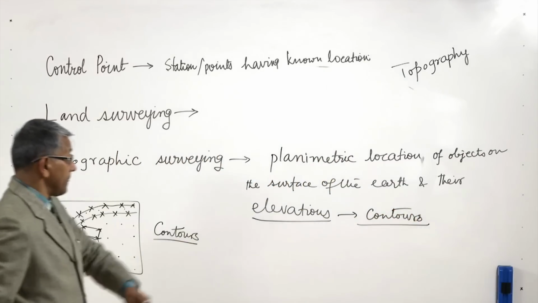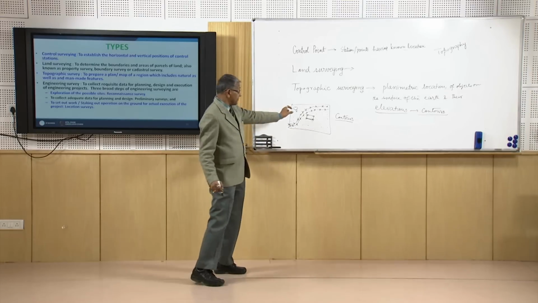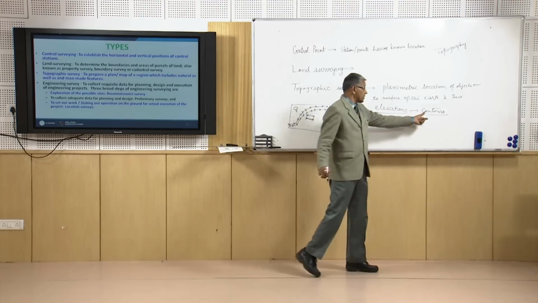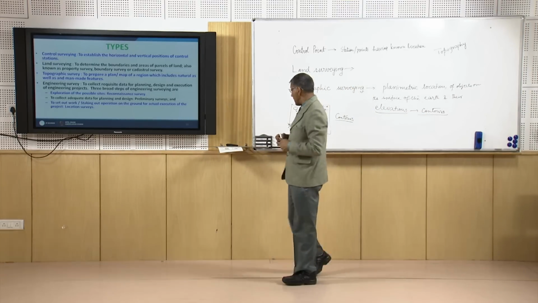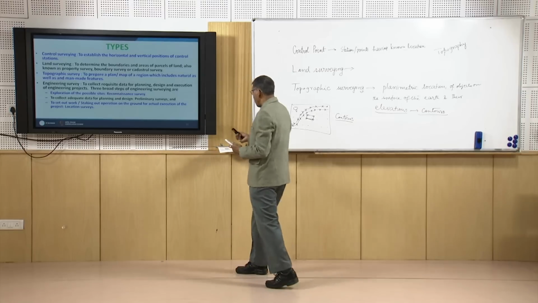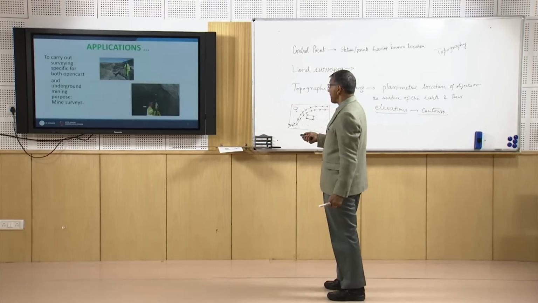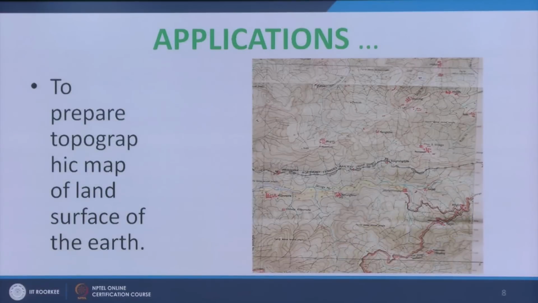So, the planimetric position of the objects along with the contours define the topographic map, as I had shown you earlier. This is the topographic map. This is one of the topographic maps of an area.